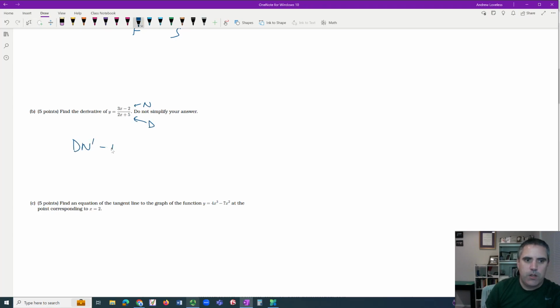Denominator times derivative of the numerator minus numerator times derivative of the denominator, all over the denominator squared. I tell students to fill in the pieces that require no thought and to visually always do it the same. You're like, okay, there's my denominator squared. If those two things don't match, I've messed up. And then write the numerator, so it's 3x minus 2.